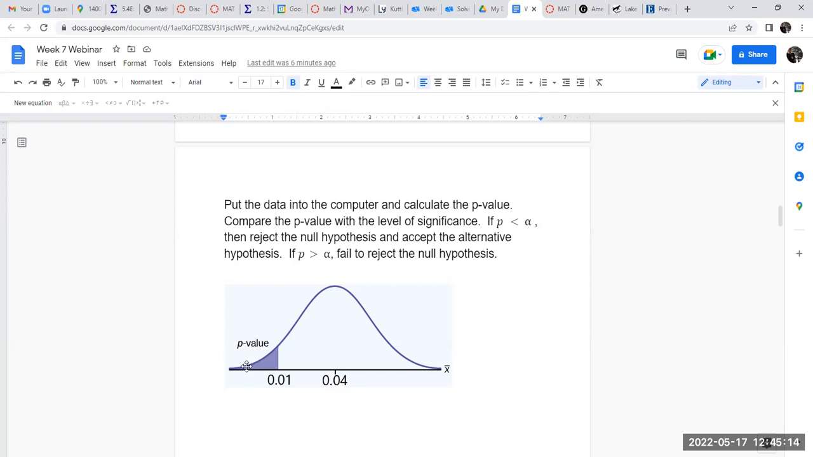There's one other type. Any guess? Right in the middle? Good try. But remember, you can never show that it's actually 0.04. You can never show that. The other one is a two-tailed test.